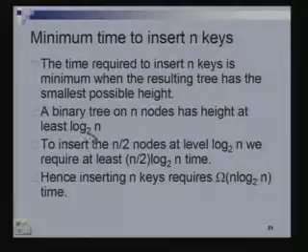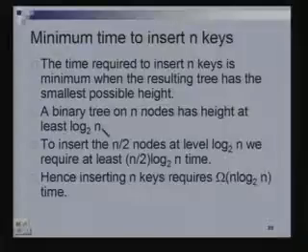Why? The best time would happen when the tree is very shallow. If you have a tree on n nodes, it has a height of at least log n, or log n minus 1, roughly this. In a complete binary tree of height log n, the last level has n by 2 keys. There are n by 2 leaves.